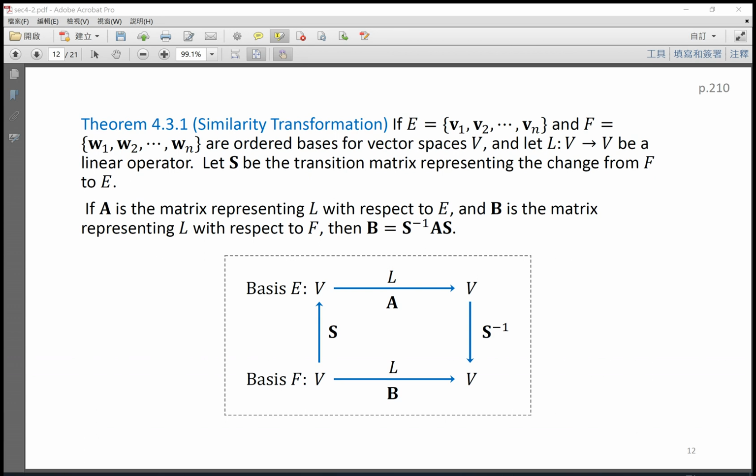Theorem 4.3.1 is called the theorem of similarity transformation. If E and F are two bases for the same vector space V, and L is a linear operator from V to V, and S is the transition matrix from basis F to basis E, and if A is the matrix representing L with respect to E, and B is the matrix representing L with respect to F, then the relationship between matrices A and B is B equals S inverse times A times S. We know that the transition matrix is a square matrix because basis F and basis E are of the same dimension, and a transition matrix is always non-singular.